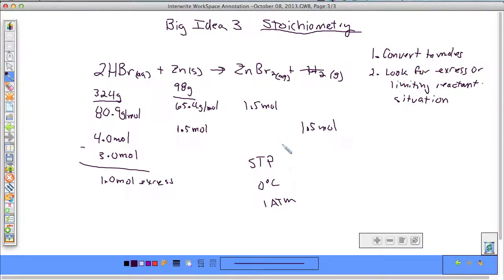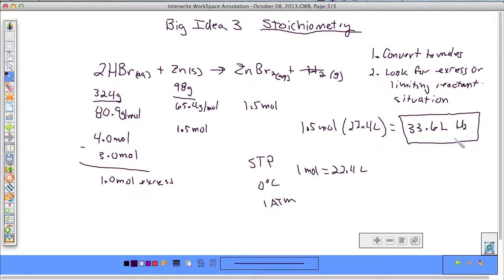At STP, the nice thing is that 1 mole of any gas equals 22.4 liters. So all I have to do is multiply this times 22.4 liters, and I'm going to get 33.6 liters. So that's H2. So 33.6 liters of H2 gas is what's produced in this reaction. That was an easier one. If it wasn't at STP, of course, they'd have to give you the temperature and pressure. But if they give you STP, they essentially are giving you the temperature and pressure.